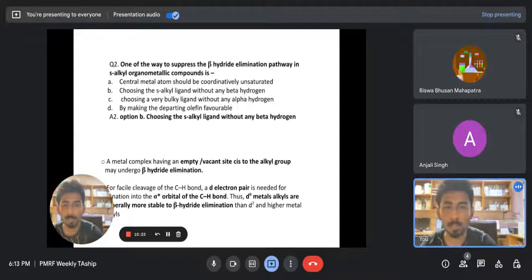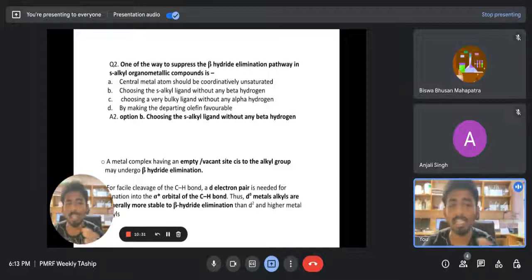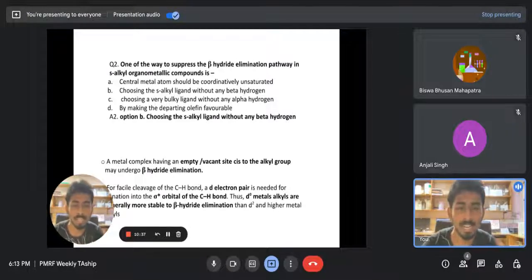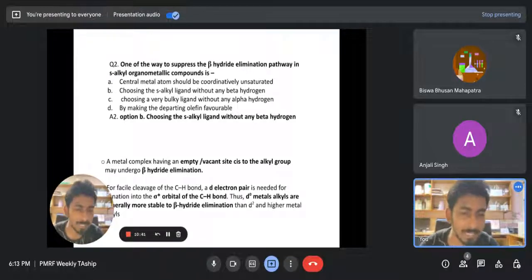So, coming to a conclusion, we have got two points. Firstly, there should be an empty or vacant site that is cis, or in the syn orientation, to the alkyl group that should undergo the beta hydrogen elimination. And secondly, d2 and higher metal alkyls are actually prone towards beta hydride elimination, but the d0 metal alkyls are comparatively stable to beta hydride elimination.